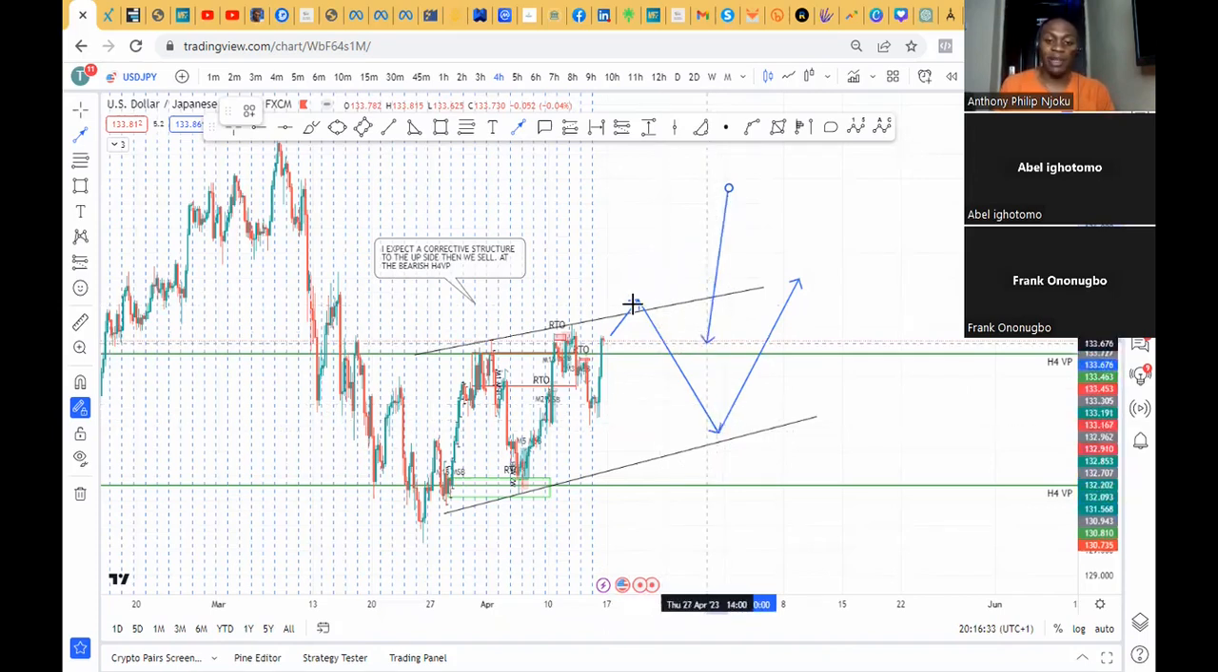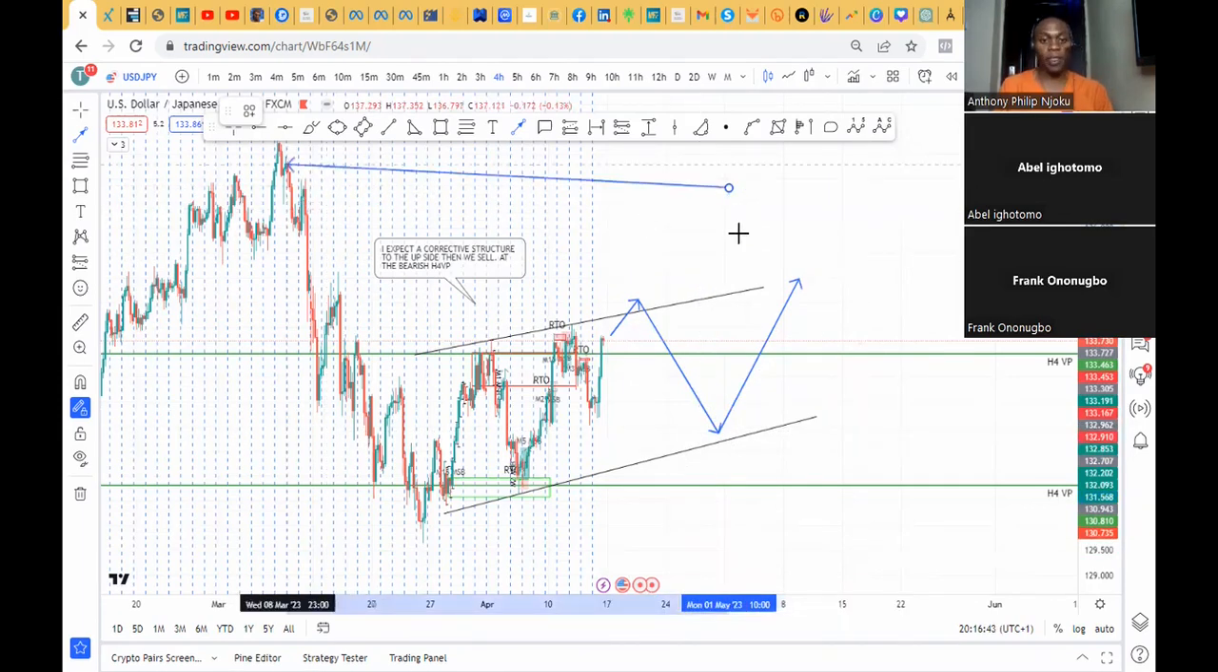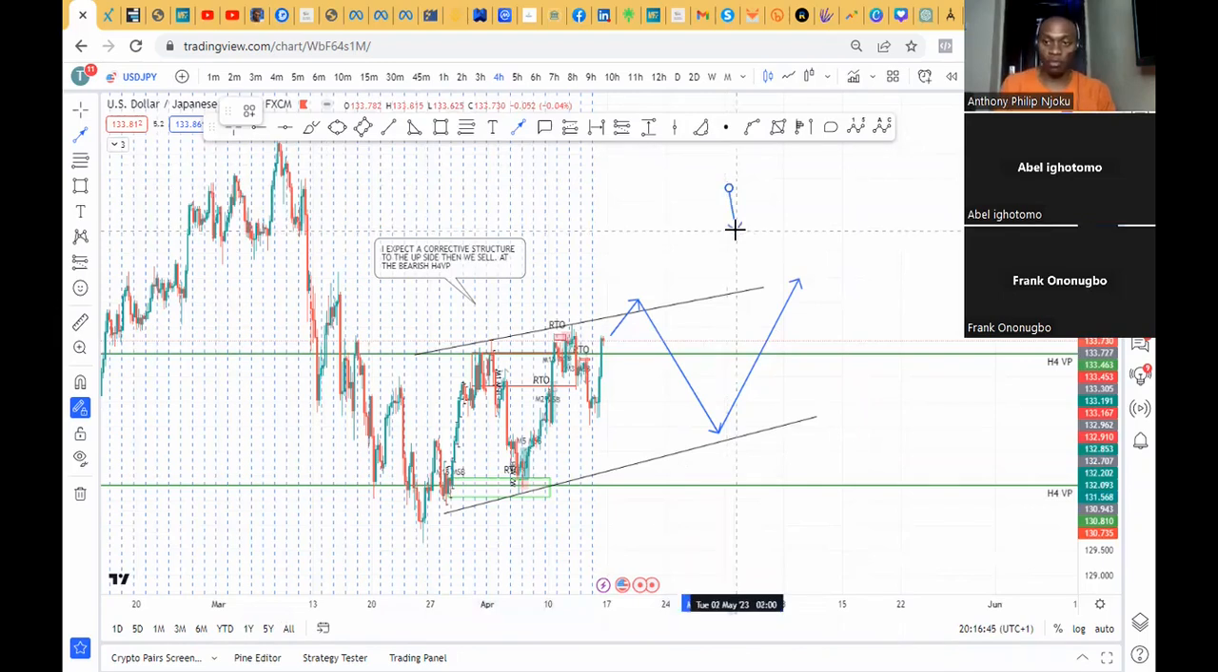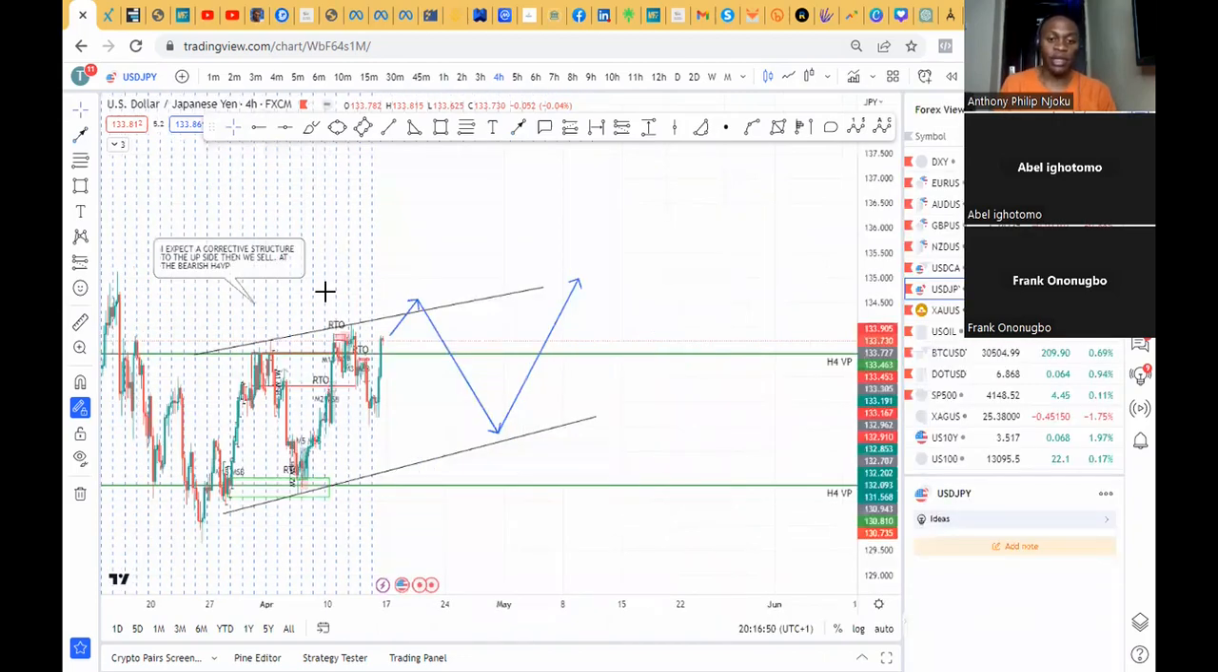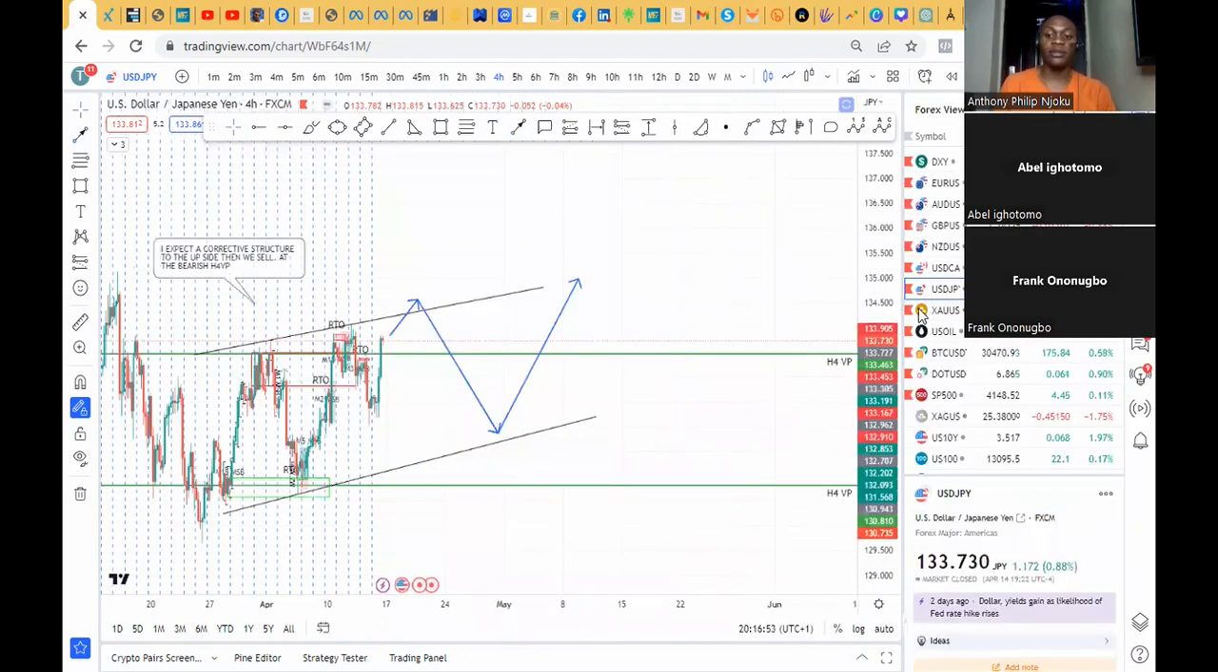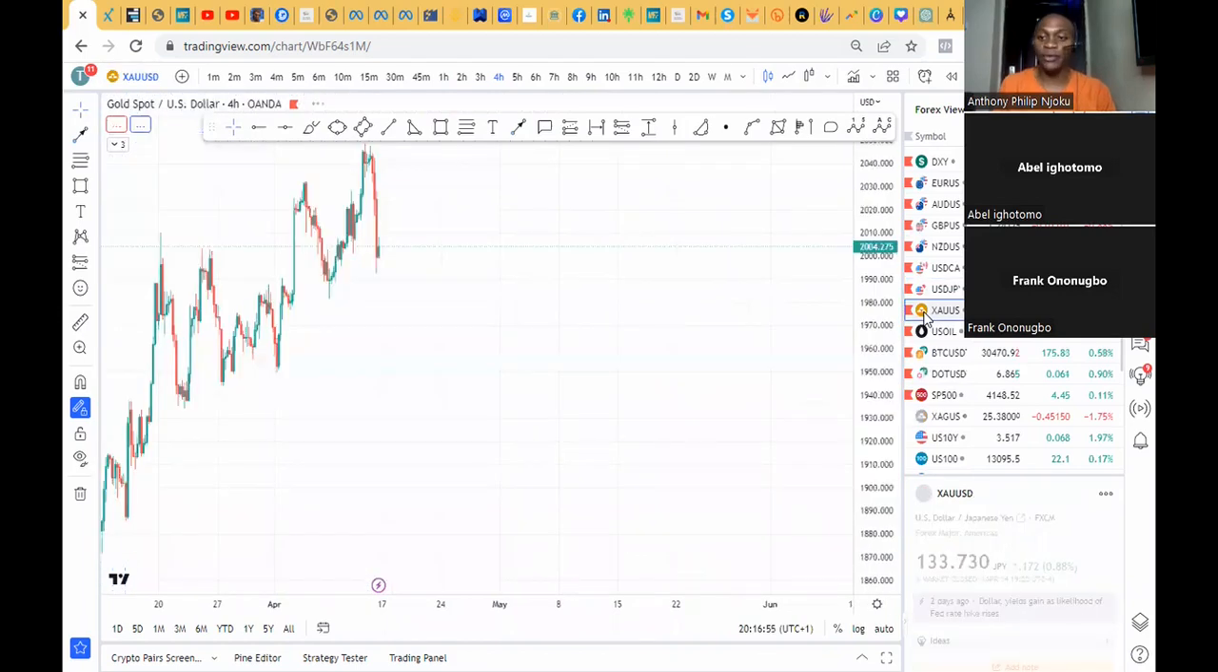So for this expanding flat on USD/JPY, when the market gets to this point, we start looking for our buy setups, which is going to rally the market up to this point, making the dollar stronger. But for now, we're just seeing the correction to the upside and then the drop before we can know the next wave.